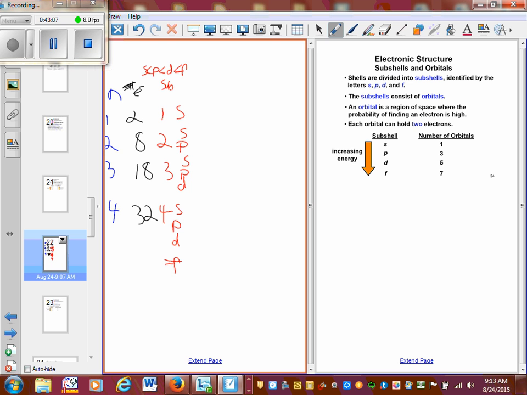Now the subshells have orbitals. Okay, this is getting complicated. An orbital is a region of space where the probability of finding an electron is high. Okay, what does that mean?